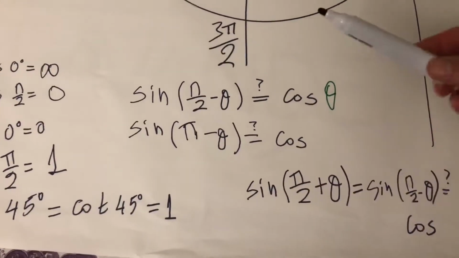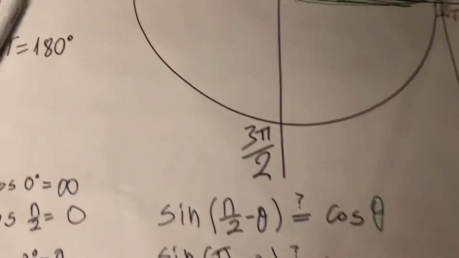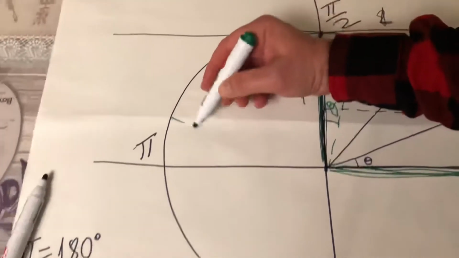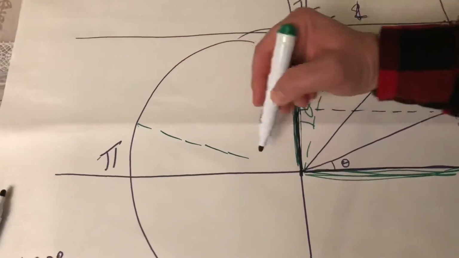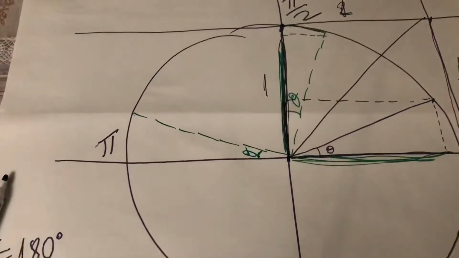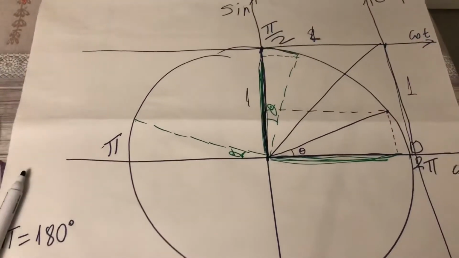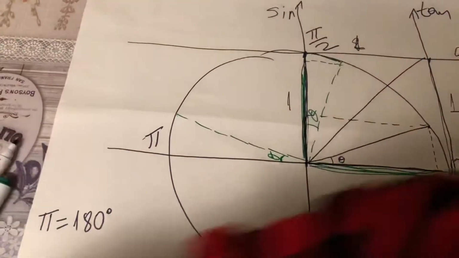This time I will take sine of pi minus theta. So this is pi, and I come back by theta angle. Let me use another color this time. Hopefully it will be easier for you.